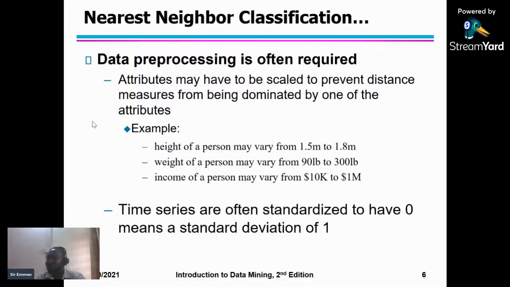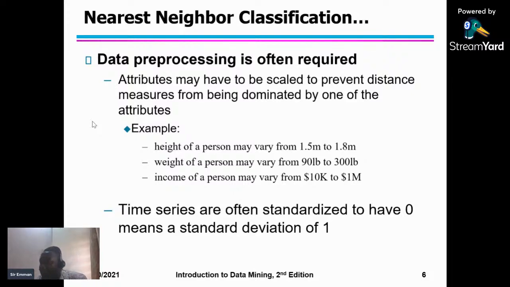So data pre-processing is often required. Here we look at attributes that may have to be scaled to prevent the distance measure from being dominated by one of the attributes. For example, the height of a person may vary from 1.5 meters to 1.8 meters.